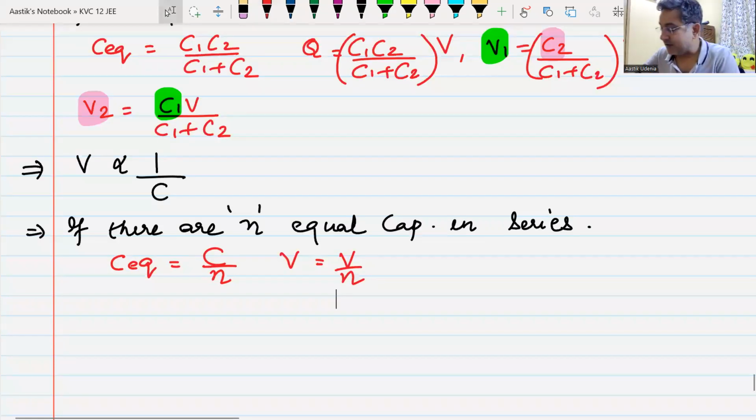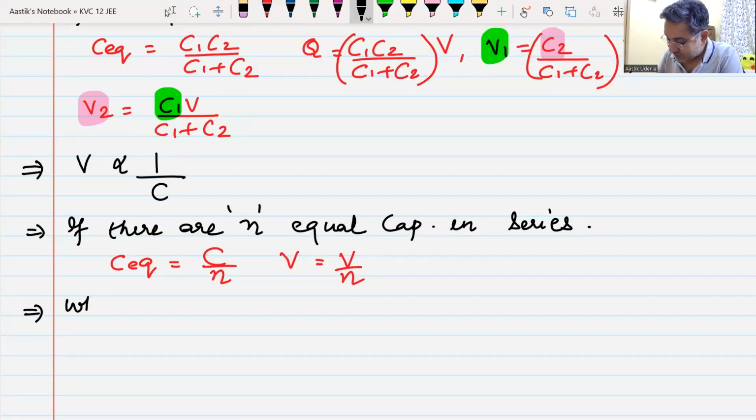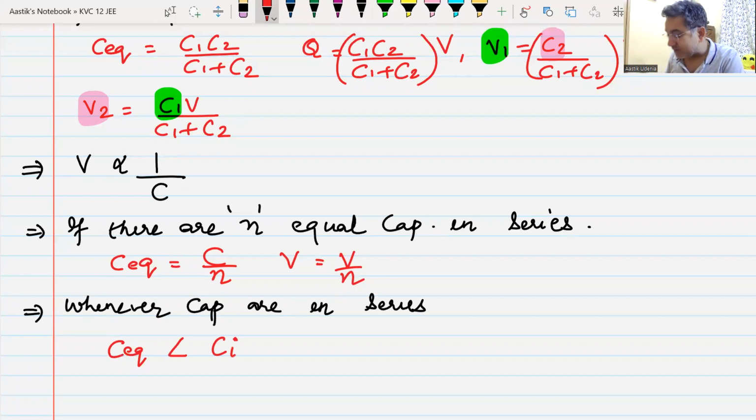So, again, an important point. Whenever capacitors are put in series, the equivalent capacitance is always less than Ci. You understand the meaning of Ci? Any individual capacitor, it would be less than the value of any individual capacitor, no matter how many capacitors are put in series. Everyone gets this? Yes, sir.